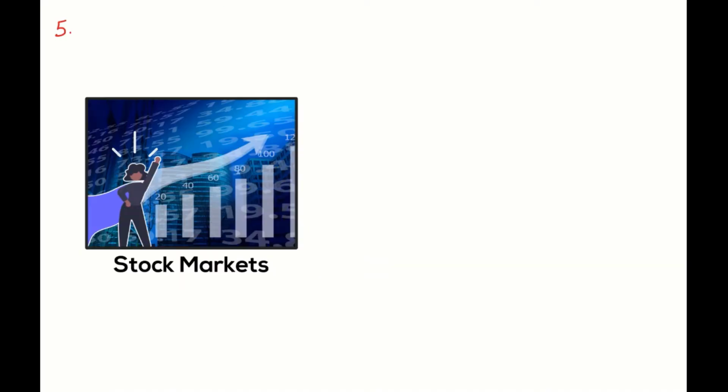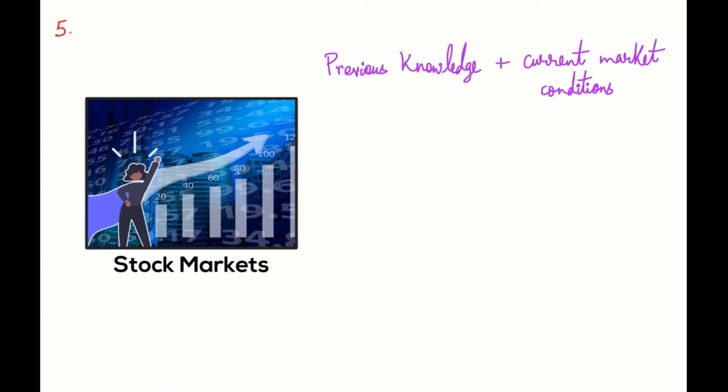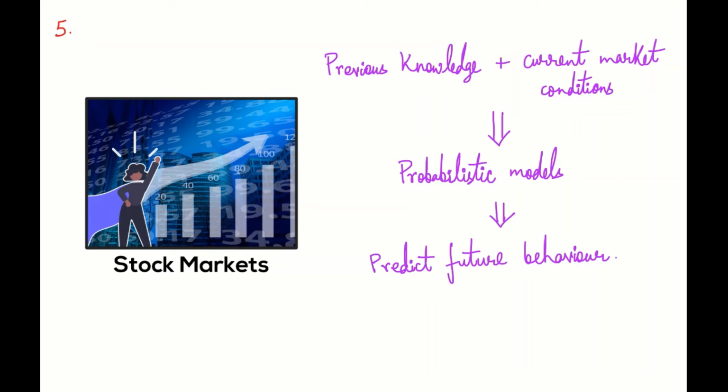Next, we look at stock markets. Stock markets are highly volatile. Hence, financial companies use probability for finding the optimal methods for trading. Here, the companies take the data from their previous knowledge and the current market conditions and then feed it into the best probabilistic models that their experts design. This helps them to predict how the market will behave in the near future, and then they trade accordingly.